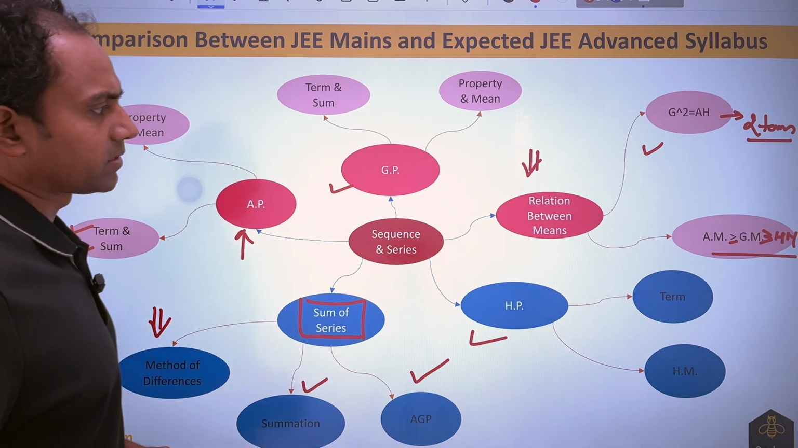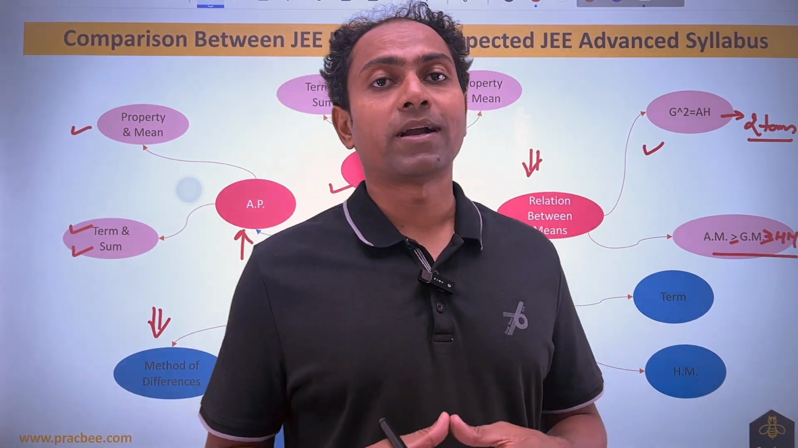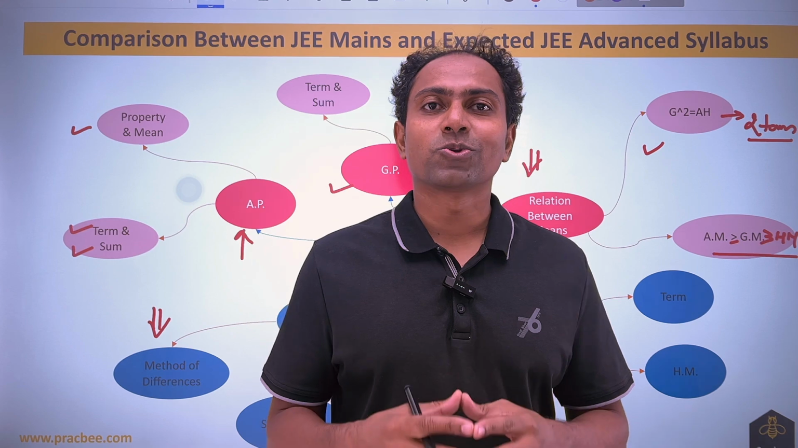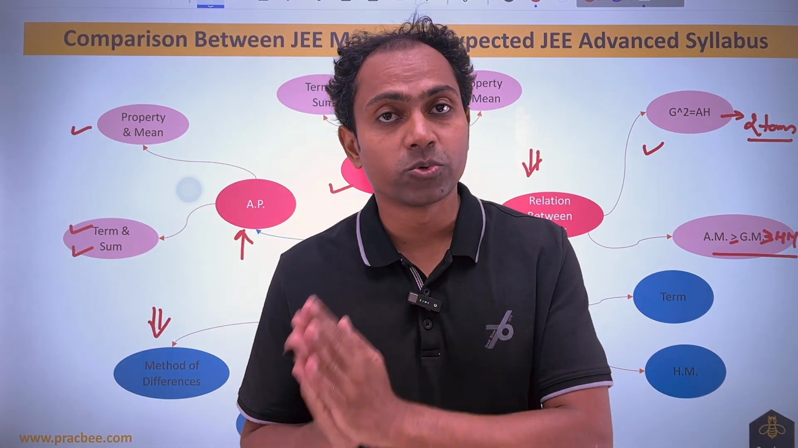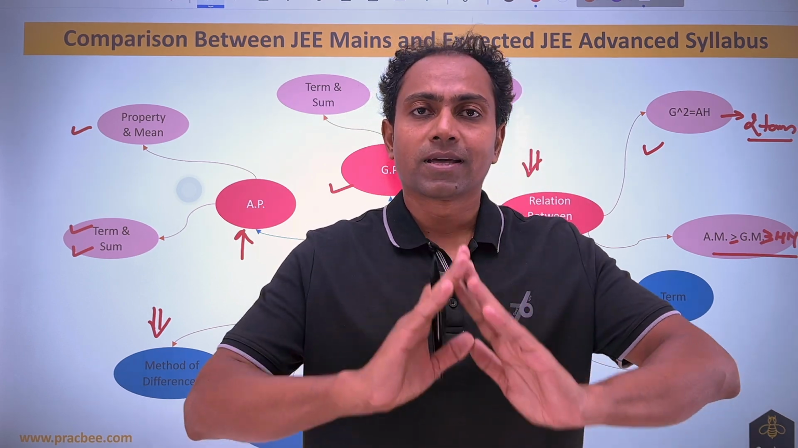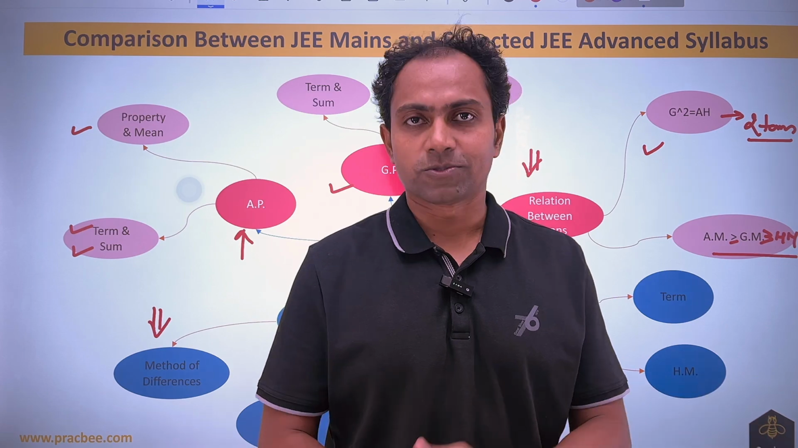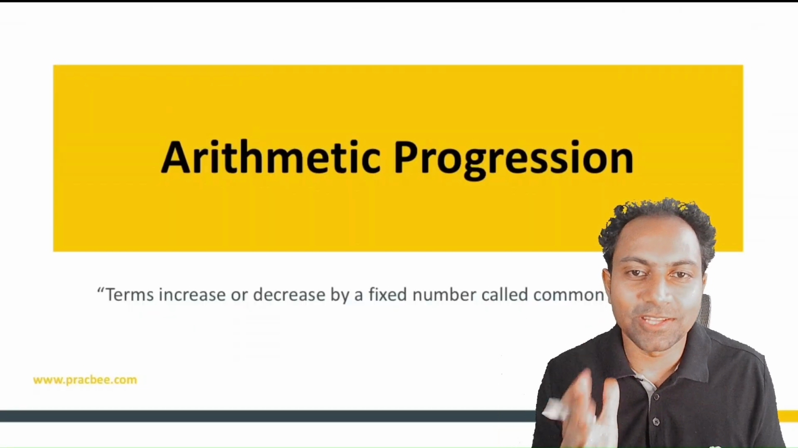Now you can see that the red part is technically in the syllabus of JEE Mains, and the blue part including the red part is also in the syllabus of JEE Advanced. But it is safer, as I have already told you, there have been questions on series last year, so it is safer to prepare this topic considering the holistic syllabus from the JEE Advanced point of view. So now let us start with the first part of the syllabus, that is arithmetic progressions.